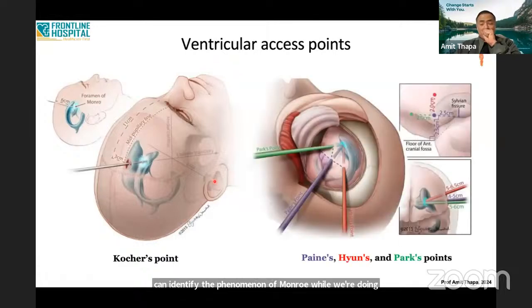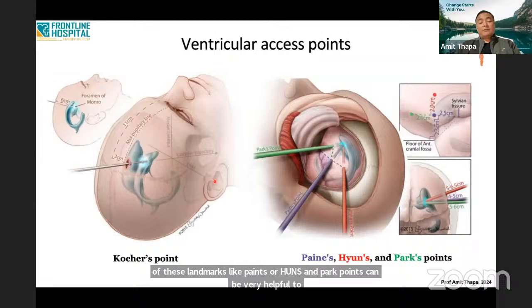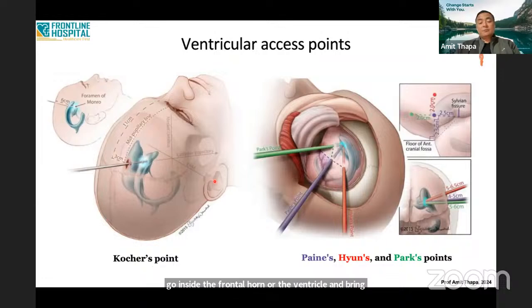Now, during intraoperative exploration, when the brain is very tense because of the dilated ventricle, some of these landmarks, like Paine's, Keen's or Park's points, can be very helpful to go inside the frontal horn of the ventricle and drain the CSF to relax the brain. So Paine's point is localized at 2.5 centimeter height from the floor of the anterior fossa and 2.5 centimeter behind. This is the shortest trajectory, marked at 90 degrees to the cortical surface, hitting the ventricle at a depth of around 4 to 5 centimeter.